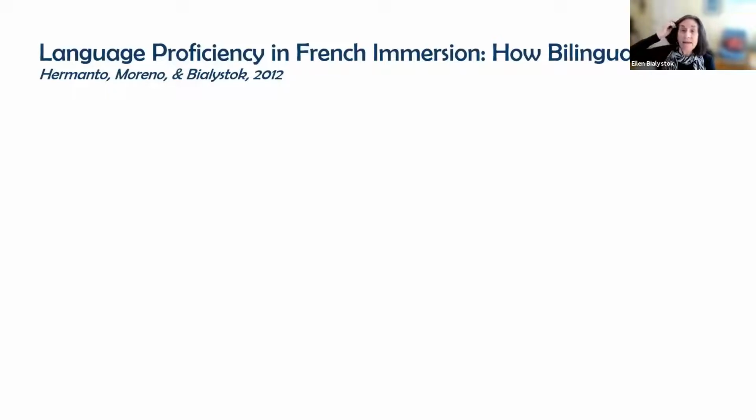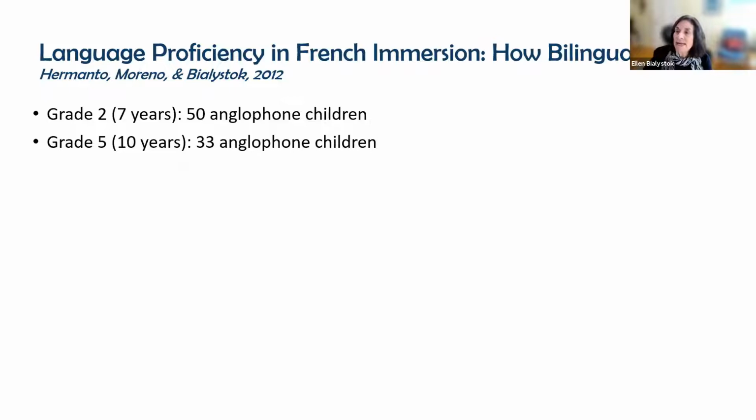Here's some data from a study we published about 10 years ago. We went into French immersion classes and we studied kids who were in 2nd and 5th grade. So they were 7 years old and 10 years old. These are Anglophone children learning French in French immersion. All of their school instruction is in French. And we want to know, so how is their French?